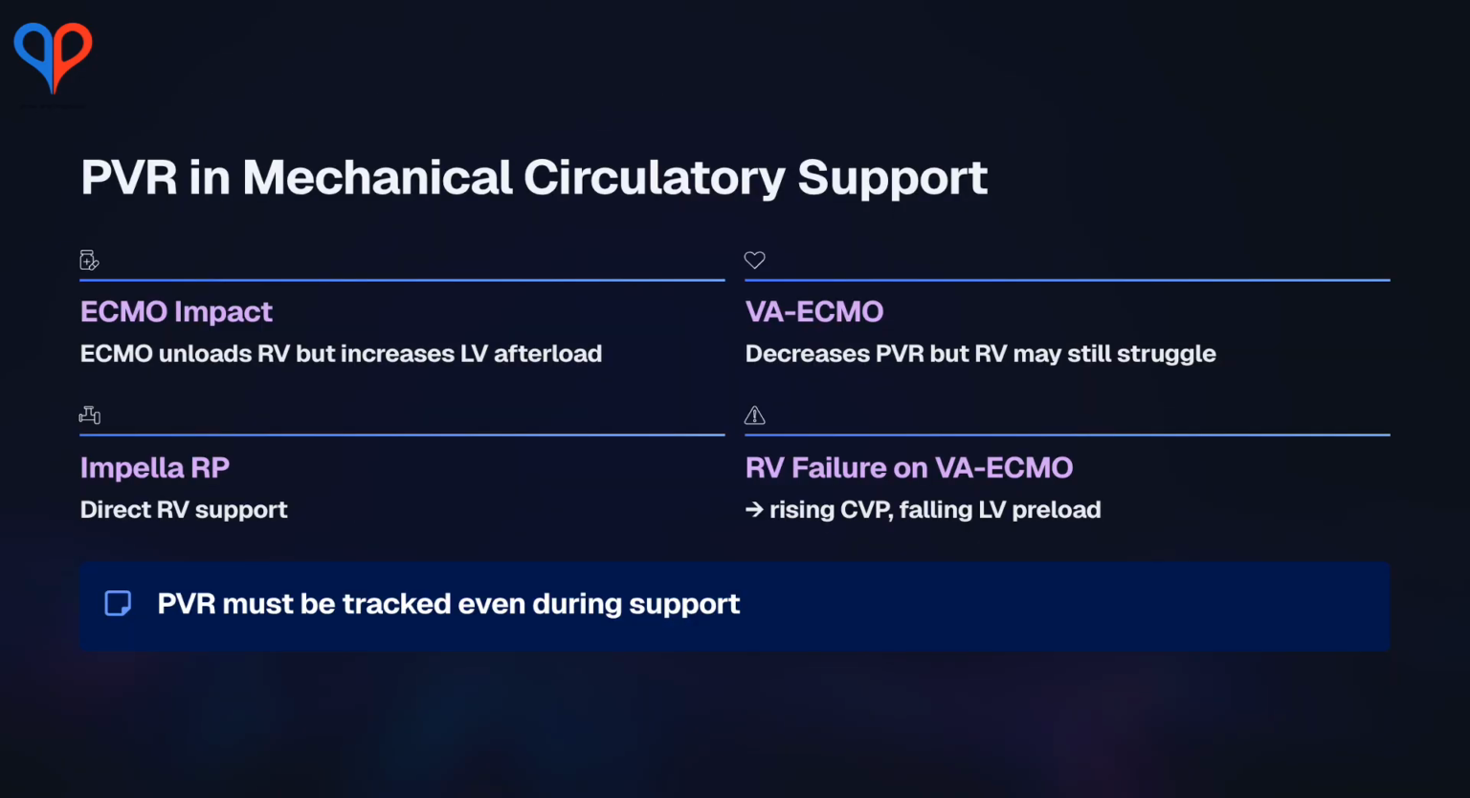Mechanical circulatory support creates additional complexity. VA ECMO reduces PVR and unloads the RV, but may increase LV afterload. Impella RP provides direct RV support. Rising CVP with falling LV preload on ECMO suggests evolving RV failure. Monitoring PVR trends remains essential even with full support.